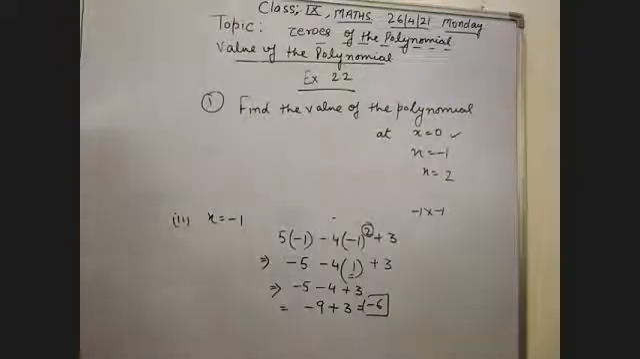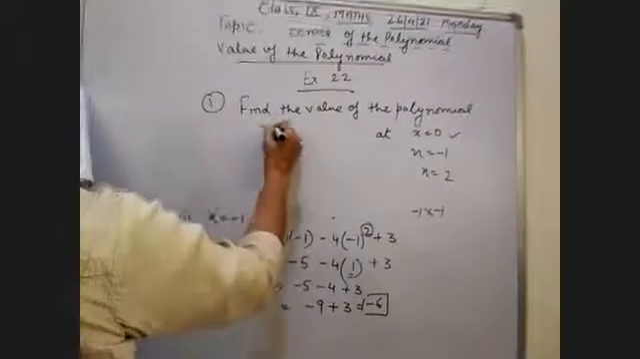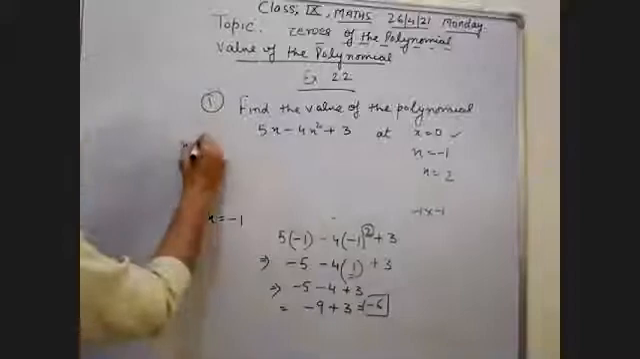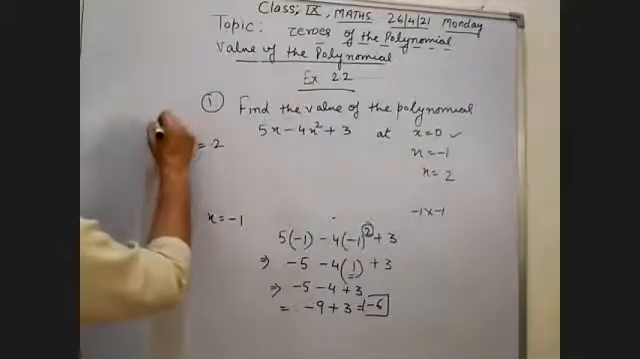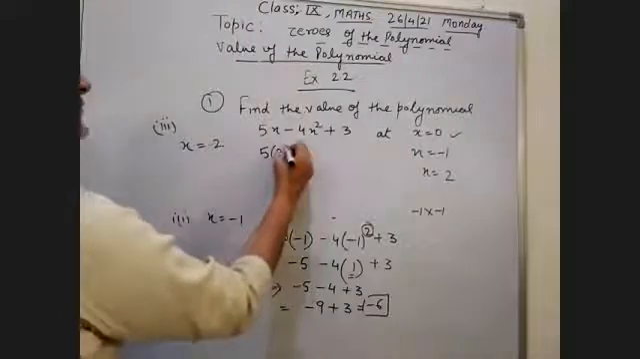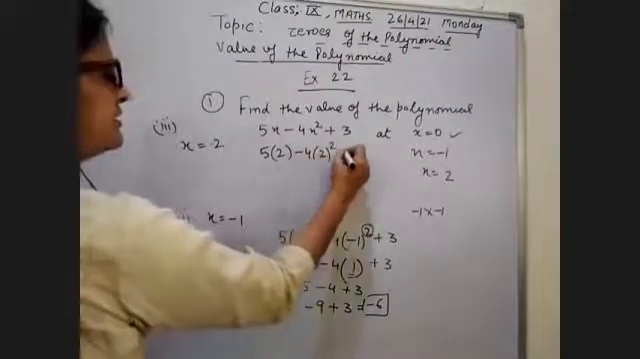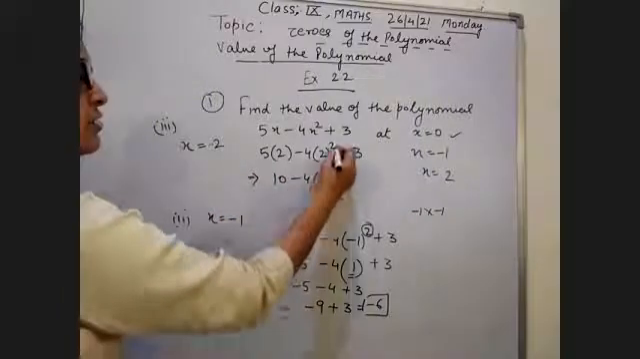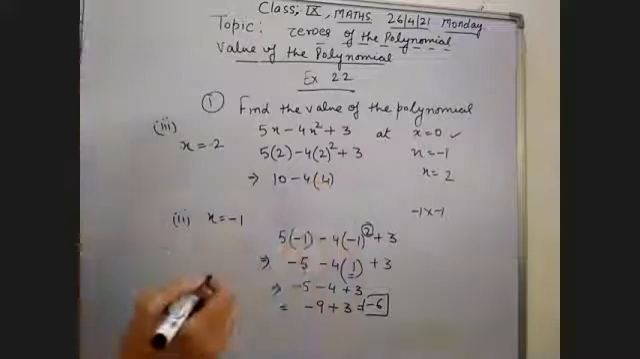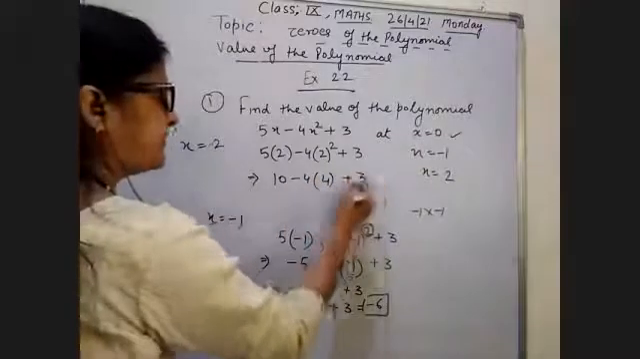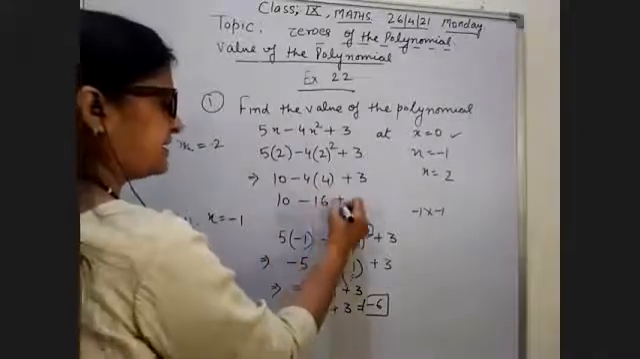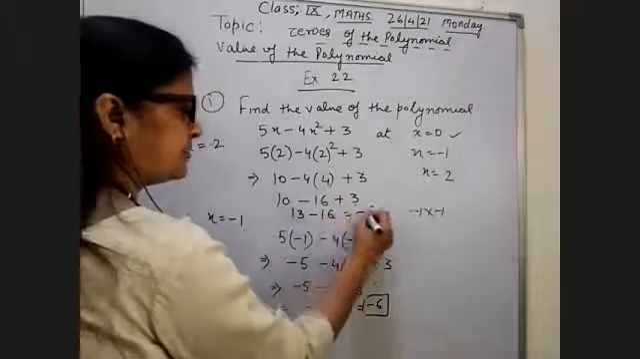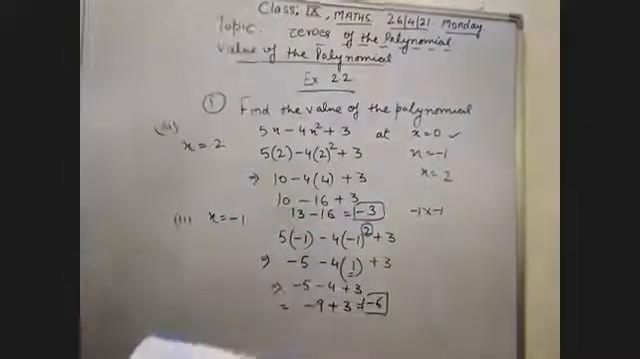5x cube. Our polynomial is 5x minus 4x square plus 3. Now put the value of x equal to 2 in the third case. When x equal to 2, 10 minus 4 into 2 square plus 3. 2 square equal to 2 into 2, it is equal to 4, plus 3. So 10 minus 16 plus 3, it is equal to 10 plus 3, 13 minus 16, it is equal to, your answer is minus 3.